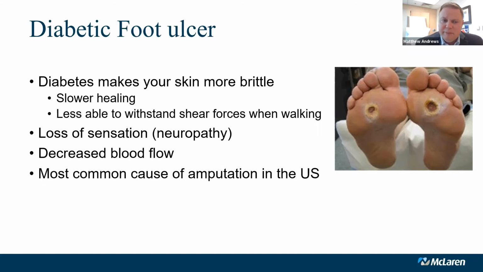Diabetic foot ulcers are the number one most common cause of amputation in the US right now. And about 75% of lower extremity amputations, major amputations, which I consider to be a below knee amputation or an above knee amputation, 75% of those are preceded by a lower extremity ulcer, whether it's related to diabetes or related to significant vascular disease, things like that.